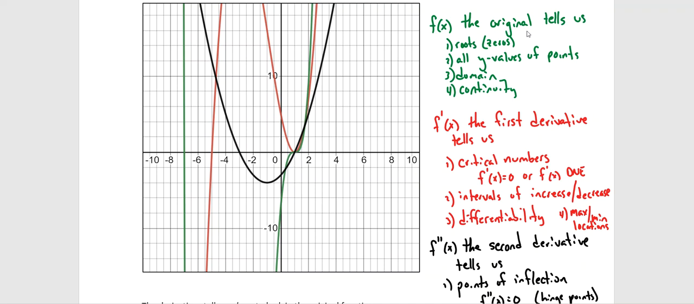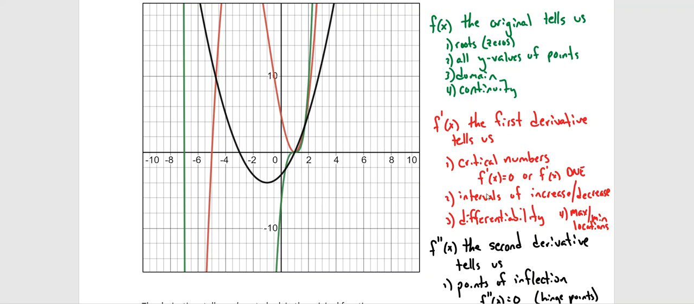And our original function is always going to tell you the roots or the zeros of the function, right? It tells you all the y values in any point we want to put in as important information. All the y values will come from the original. The original function tells us the domain. It gives us ideas about continuity. From the original function, we find the first derivative, right?